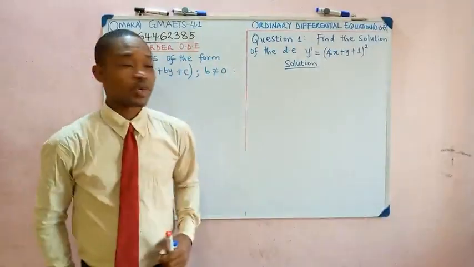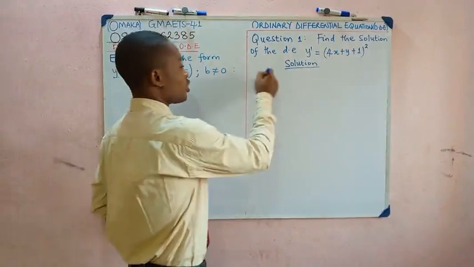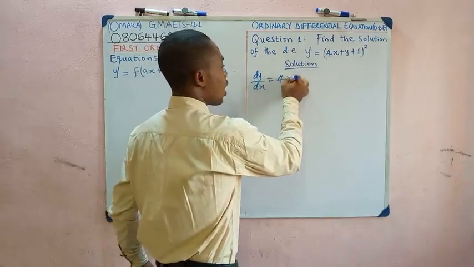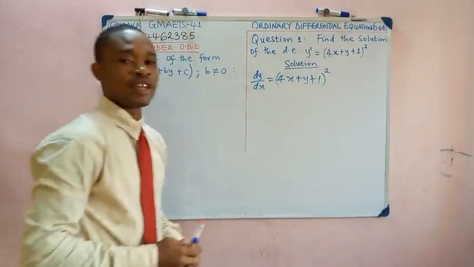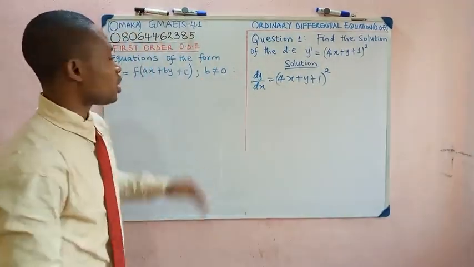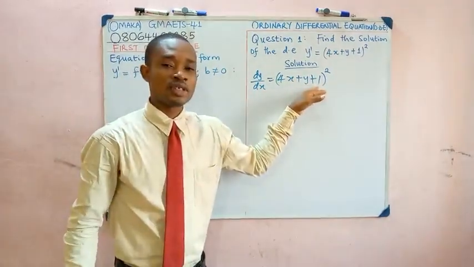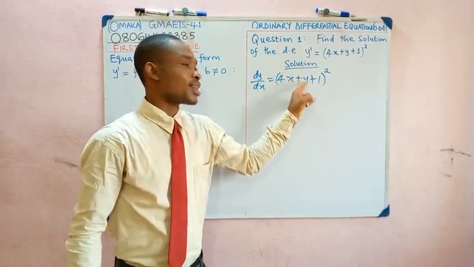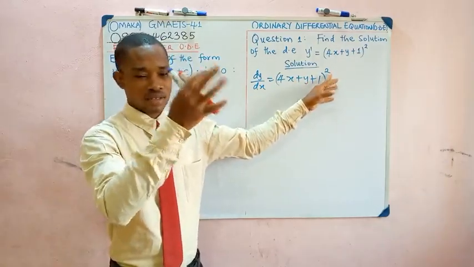We have this first question on the board here. We are to find the solution of the DE, the differential equation y prime, which is the same as dy over dx, equal to 4x plus y plus 1, everything raised to the power 2. Now if you look at this differential equation, it is of this form, because this function is of degree 1 in x and y, irrespective of this power.